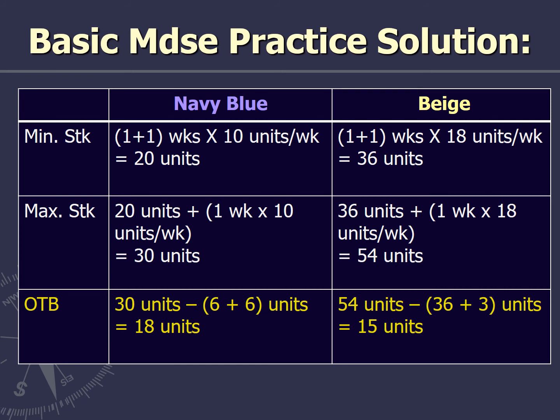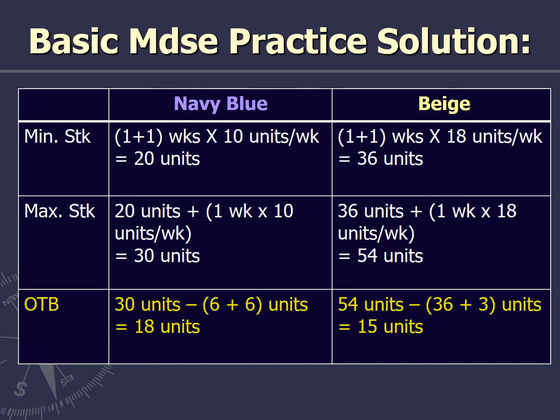Whereas for beige, the minimum stock level was 36, plus we are able to sell 18 units per week, so that makes the reorder period 1 week times the 18 units, which makes the maximum stock level 54 units. So that means we want to carry between 36 and 54 units of beige comforters, right? So 36 is the minimum stock and 54 is the maximum stock level that we plan for the basic comforter.